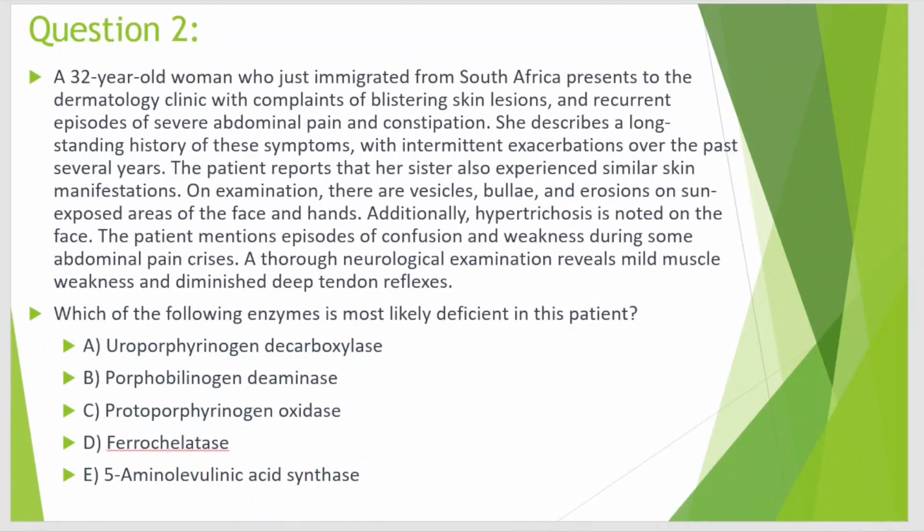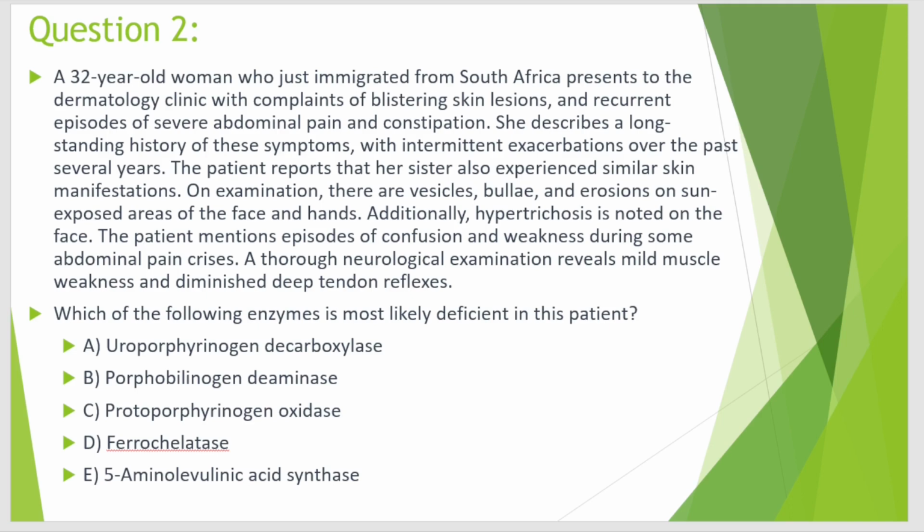Moving on, we got a 32-year-old woman who just immigrated from South Africa presenting to the dermatology clinic with complaints of blistering skin lesions and recurrent episodes of severe abdominal pain and constipation. She describes a long-standing history of these symptoms, with intermittent exacerbations over the past several years. The patient reports that her sister also experienced similar skin manifestations. On examination, there are vesicles, bullae, and erosions on the sun-exposed face and hands. Additionally, hypertrichosis is noted. There are episodes of confusion and weakness that coincide with the abdominal pain. Neurologic exam reveals mild muscle weakness and diminished DTRs.